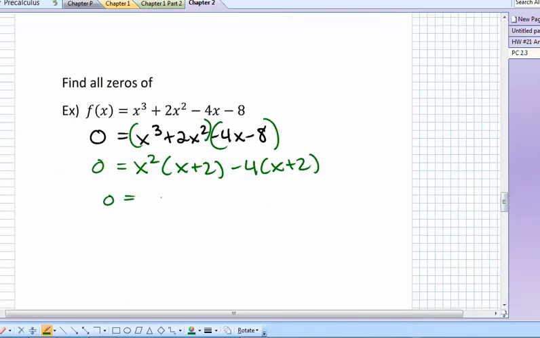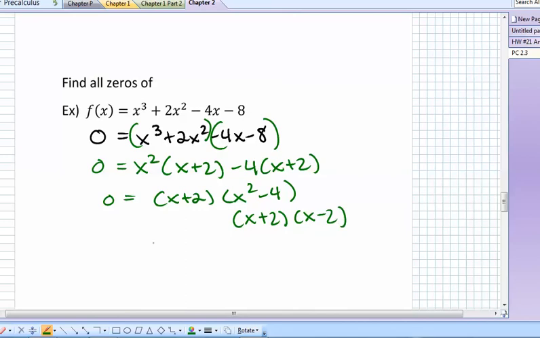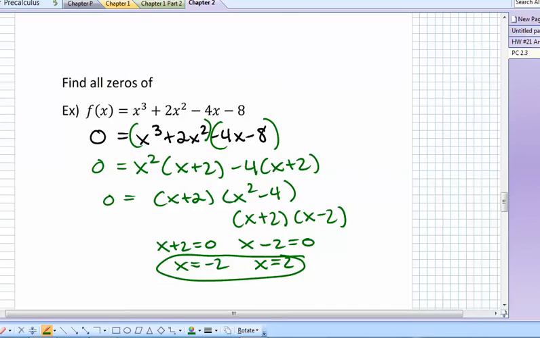So then you have 0 equals x plus 2 is one of the factors. X squared minus 4 is the other. And remember, x squared minus 4 can factor to x plus 2 and x minus 2. So when I set those equal to 0, I get x plus 2 equals 0 and x minus 2 equals 0. So x equals negative 2 and positive 2.